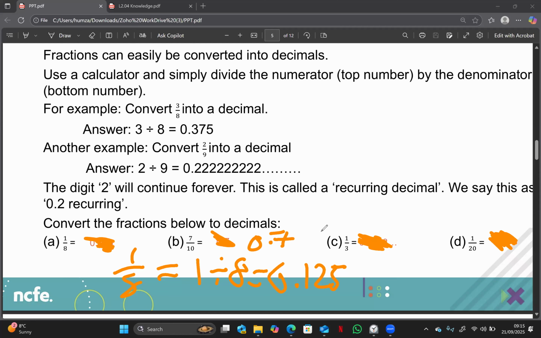And the third one. Where's my calculator now? What's the third one going to be? Where is the third one? It is C, 1 over 3. Yeah, 1 divided by 3, which is... My calculator. I know, calculator.